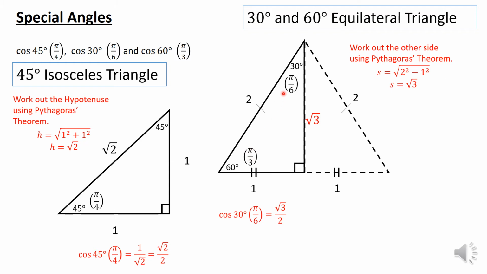The cosine of 30 degrees is going to be adjacent over the hypotenuse, which is root 3 over 2, or the cosine of 60 degrees is going to be 1 upon 2. Okay, so these are just the two diagrams basically that you need to always remember. And if you remember these diagrams, you should be able to solve questions where they ask you to use special angles, and they are referring to these angles here, the 45 degrees, the 60 degrees, and the 30 degrees.